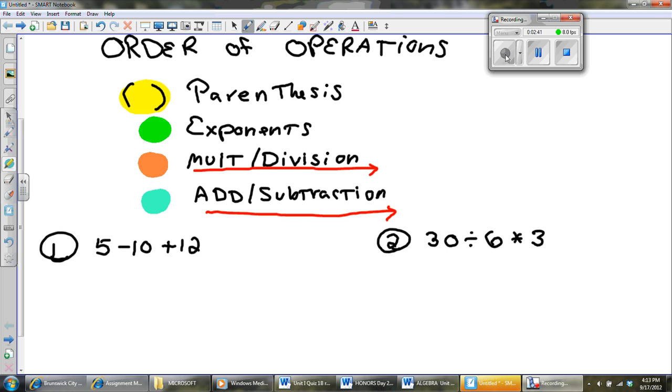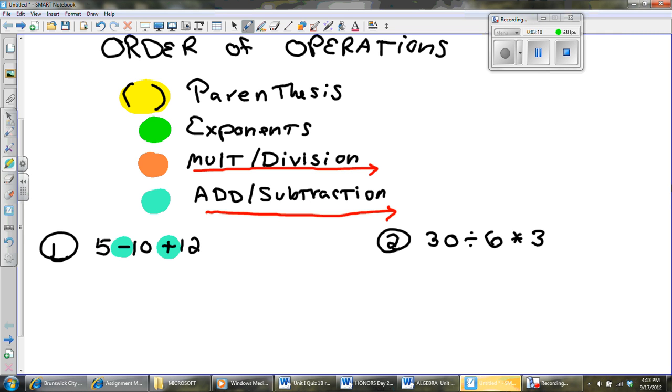So if I see a parenthesis in the problem, I will highlight that part of the problem yellow. If I see an exponent, I will highlight it green. If I see multiplication and division, I will highlight those in this orange color. And if I see addition and subtraction, I will highlight them blue. So let me go on to problem number 1. I have a subtraction sign here. I have an addition sign here. There are no other things to be highlighted.